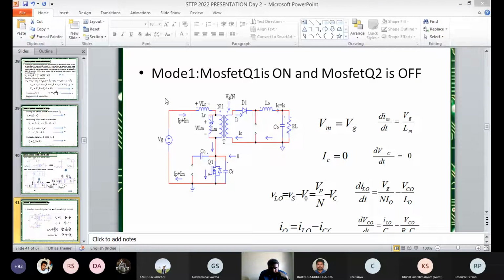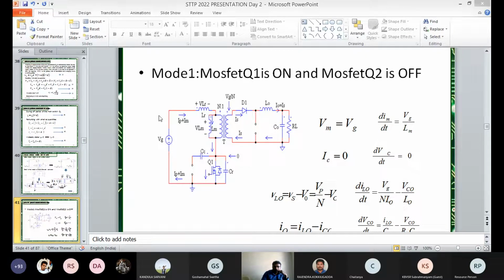Here there are four elements: one is the clamp capacitor and the output filter capacitor, and the second is the load inductor and the magnetizing inductance of the primary winding. That means there are four energy storage elements. That's why we get four equations, and the order of the state space model for the isolated DC to DC converter is 4 by 4.